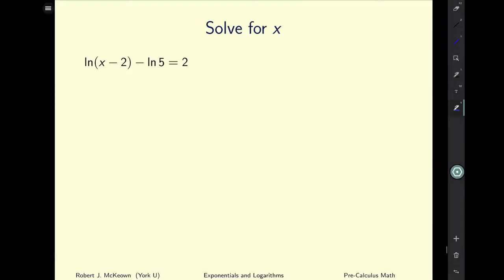Here's a problem for you to try. Press pause on the video, give it a shot. When you're ready, press play. We'll walk through it together.